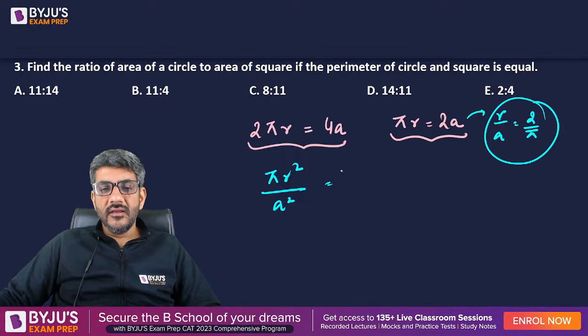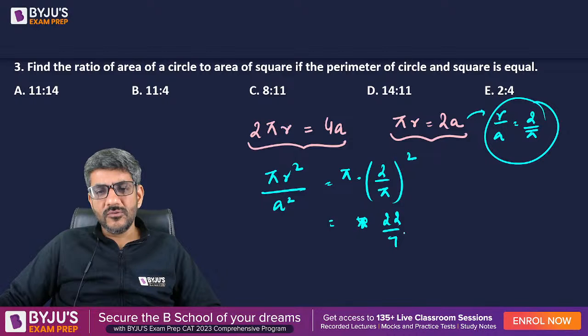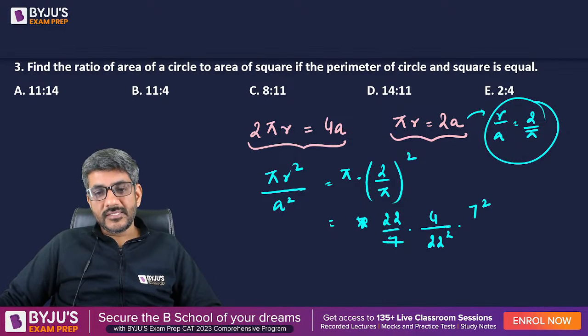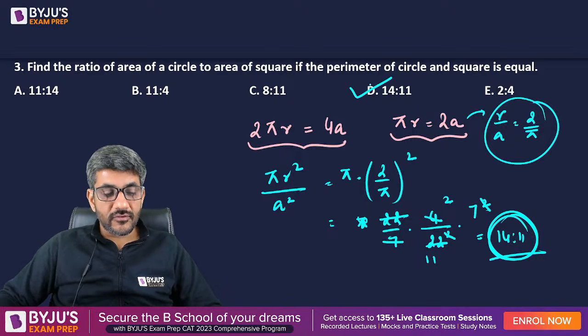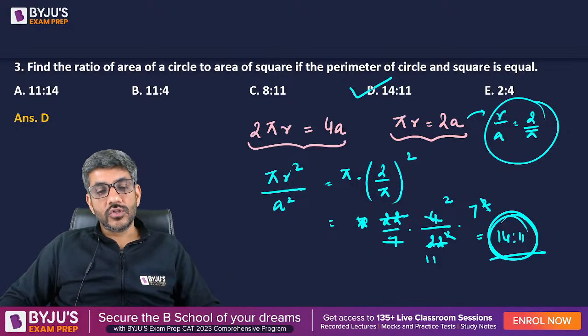So just put it here. I have pi into 2 by pi ka whole square. R square by a square is 2 by pi ka whole square. So it is pi, और बस सीधा सीधा मैं 22/7 लिखता हूं, into 2 square, that is 4, divided by pi square, that is 22 square divided by 7 square. 7 से 7 के square हट जाएगा, 22 square से 22 हट जाएगा. My answer is 4 into 7 by 22, or you can say 14:11. So 14:11 is the right answer for us. That is option D. Option D is the correct answer. Roshan and Shardul, they both were correct.